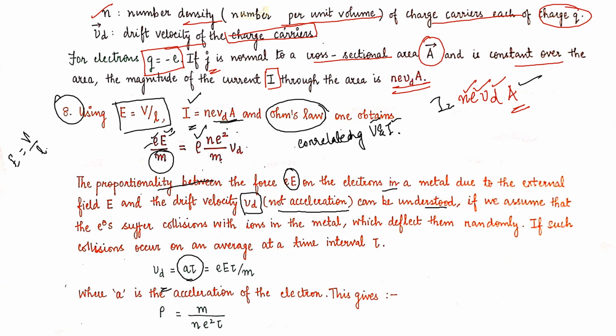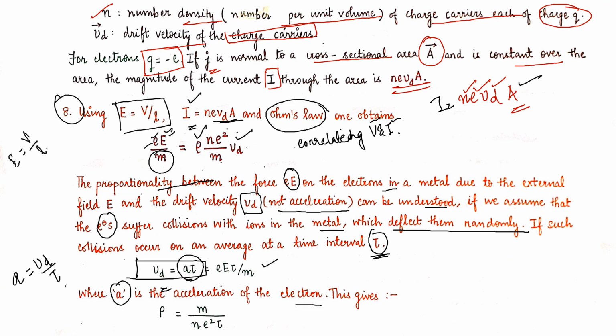not acceleration, can be understood if we assume that electrons suffer collision with ions in the metal which deflect them randomly. If such collisions occur on an average at a time interval of tau, then we know that acceleration equals velocity upon time. The time for collision is given to be tau. So for Vd we will have a into tau. Now from here we can find the Vd and the value we can substitute over here, where a is the acceleration of the electrons, and this gives us the value of resistivity for that particular material, which is rho equals m upon n e square tau.